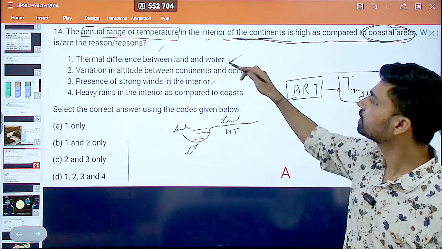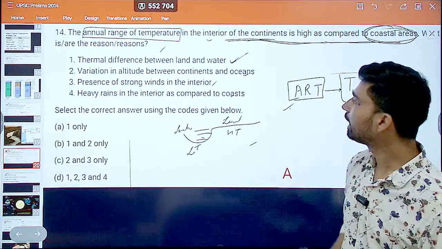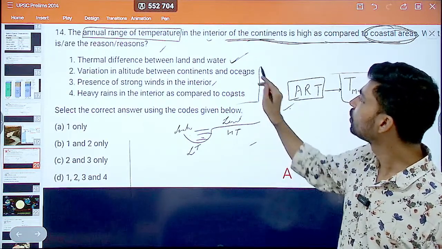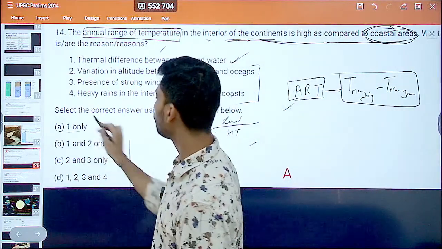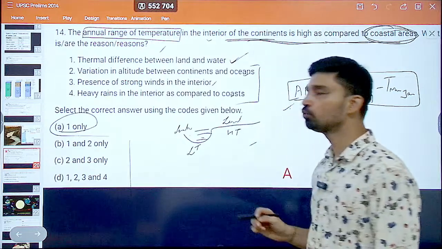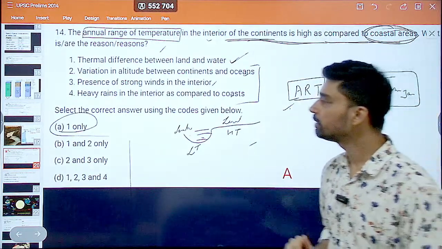So, the correct option obviously here is this, that is the thermal difference between land and water. These other factors do not have any role to play in the annual temperature range and its variation. So, obviously if you have to choose the right option, it is A, that is 1 only.